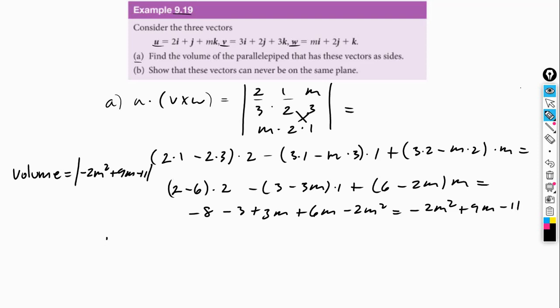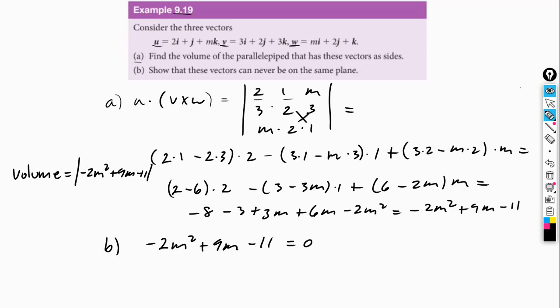Now for part B, they want us to show that these vectors can never be on the same plane. So if you studied the previous slide, then you will know that this can only happen if the volume is equal to 0, right? Because if they are on the same plane, then there's no volume. In other words, we would have that the triple scalar product is equal to 0. So minus 2m squared plus 9m minus 11 should equal 0.